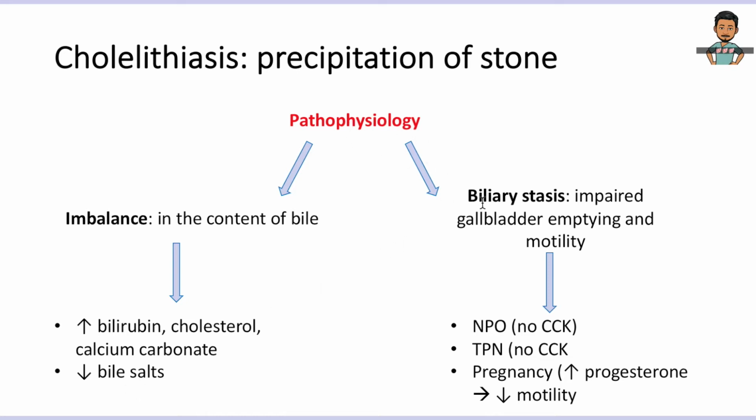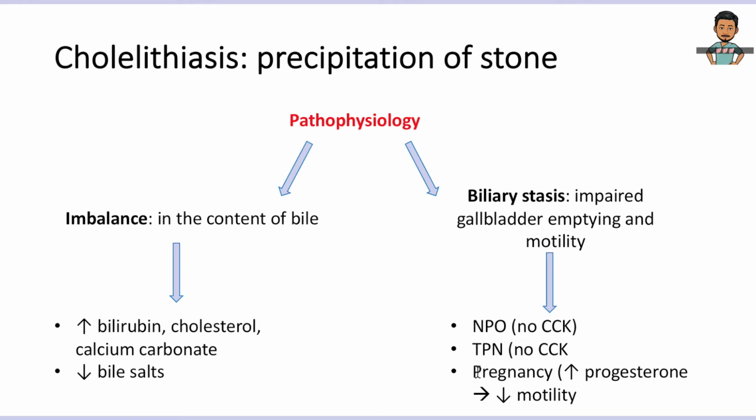On the other hand, biliary stasis is when there's impaired gallbladder emptying and motility. So, if the bile doesn't move, if it just stays there, there's impaired motility. There's no contraction, there's no movement, it's going to precipitate. Some things that can impair the motility include NPO, which means nothing per os. So when a patient can't take anything orally, cholecystokinin is never triggered and the gallbladder never contracts, promoting the stasis. TPN, total parenteral nutrition, is also where we feed the patient through IV and the patient isn't taking anything through mouth, so there's no stimulus for CCK release and therefore stasis.